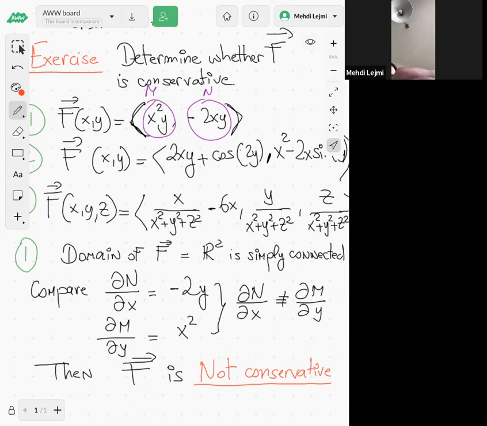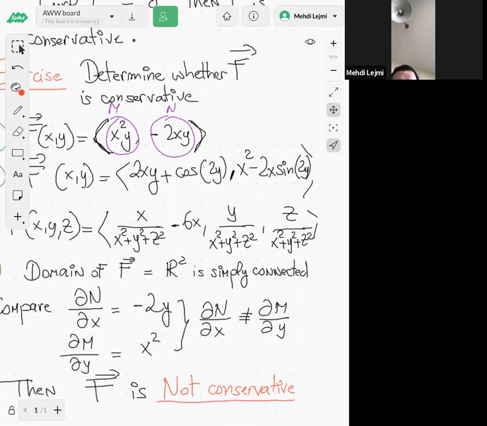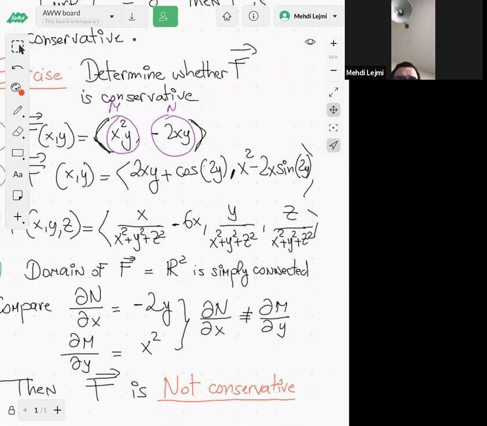For number 2, the second vector field is again a two-dimensional vector field. The domain again: we have 2xy, which is defined for any x and for any y. The domains of cosine and sine are also defined for any x and for any y. So the domain of the second vector field is again just R2, which is simply connected, right? So we can check.